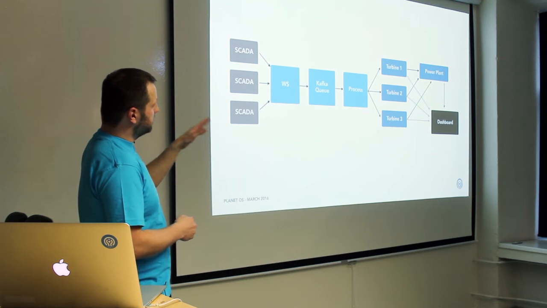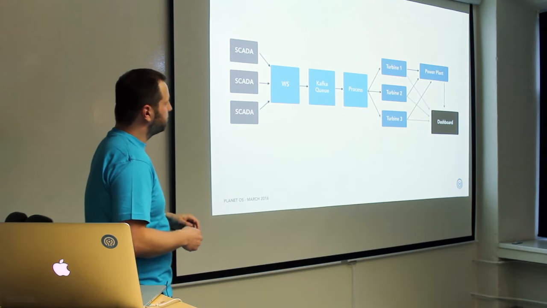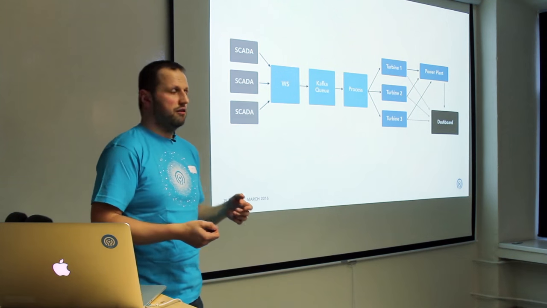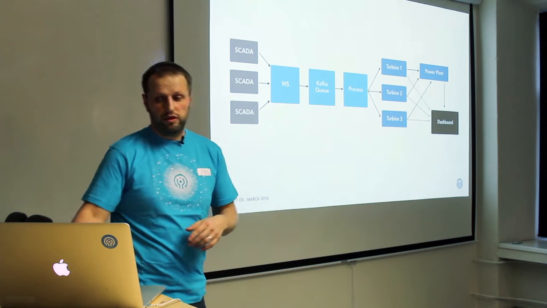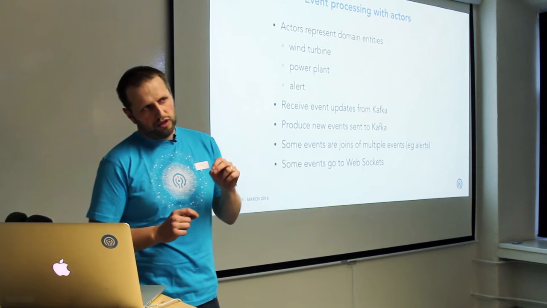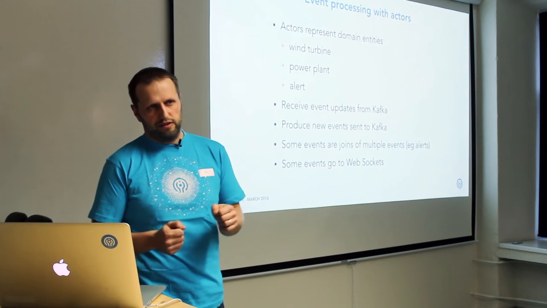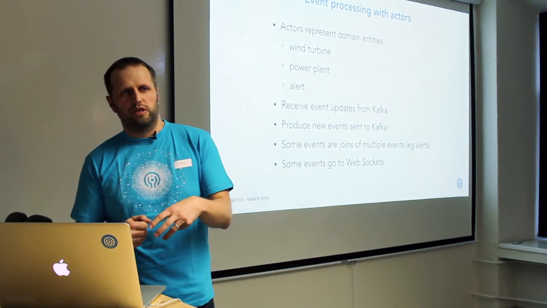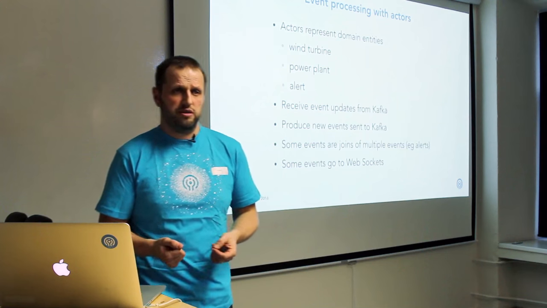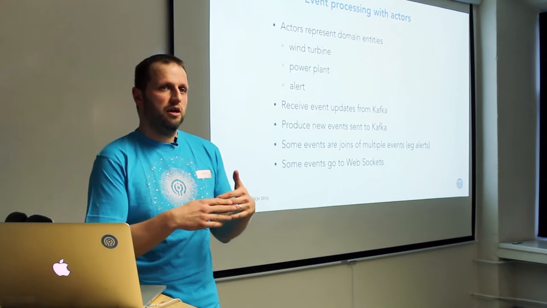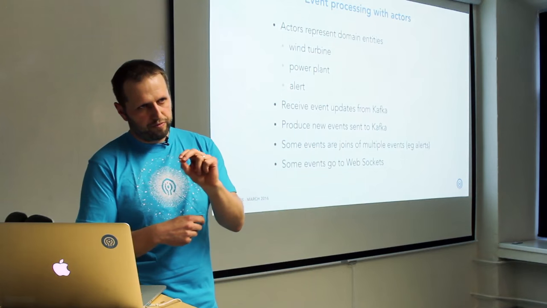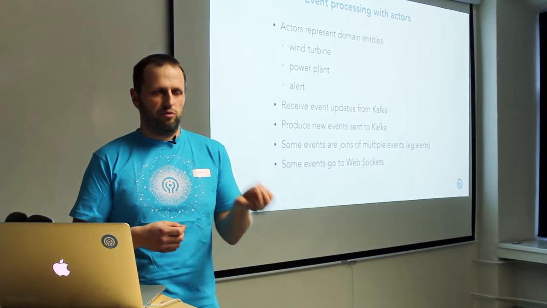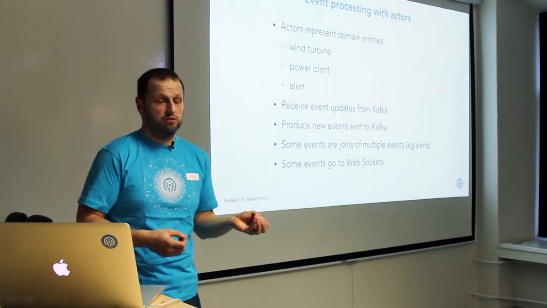But then the processing component reads the update message from the Kafka queue, and then it finds the correct actor to send the message to, and then those actors process it and deliver it to the dashboard. So actors in the processing component represent the main entity. So you have one actor per turbine, for example. In this particular case, there are 160 wind turbines in the wind park, so there are 160 actors, each representing just one particular wind turbine. And each wind turbine actor keeps the state of the wind turbine. For example, there is power production, so current power production.